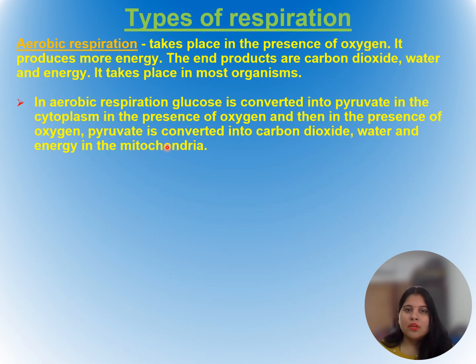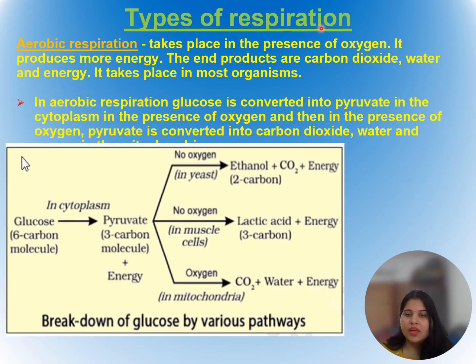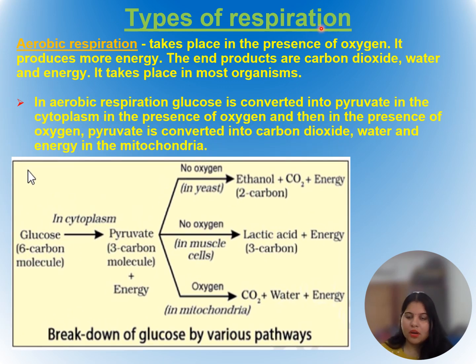Now we will see the types of respiration. There are two main types of respiration. First is aerobic respiration, another is anaerobic respiration. Aerobic means the process which takes place in the presence of oxygen, and anaerobic means the process which takes place in the absence of oxygen. Now we will learn about aerobic respiration and anaerobic respiration in detail.